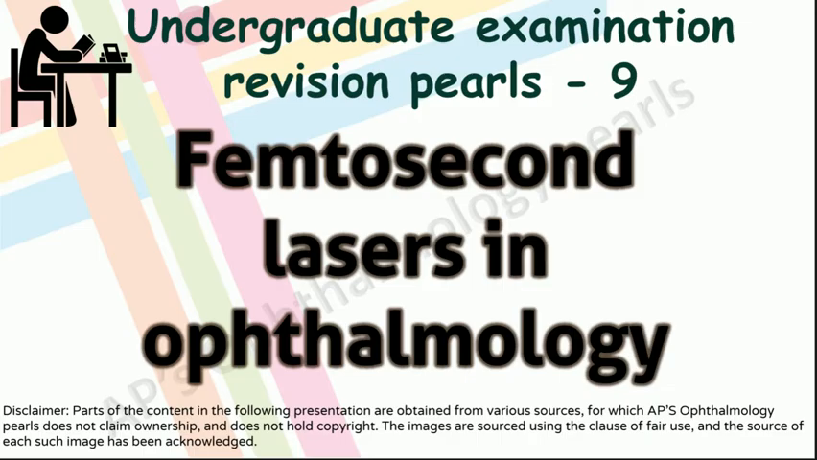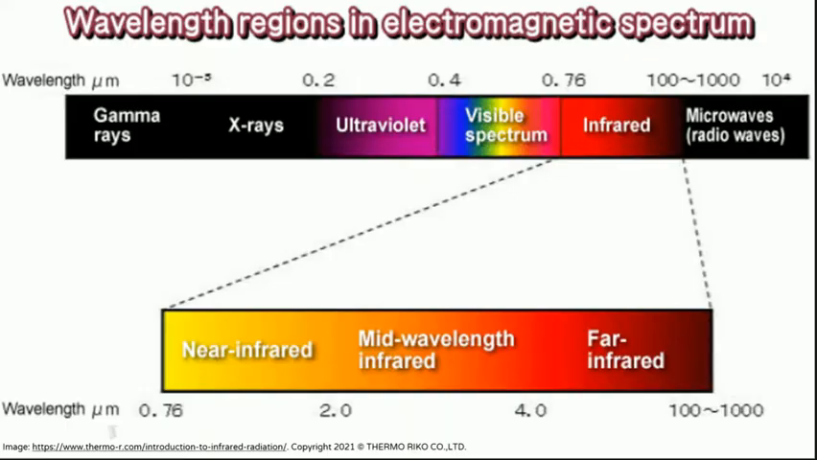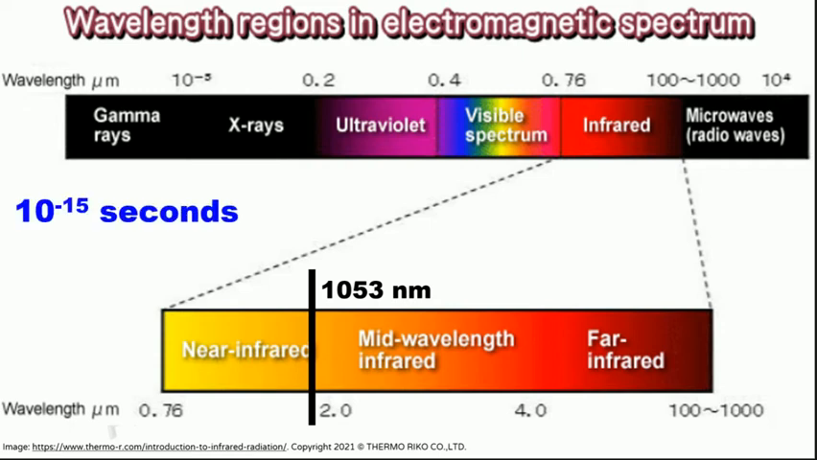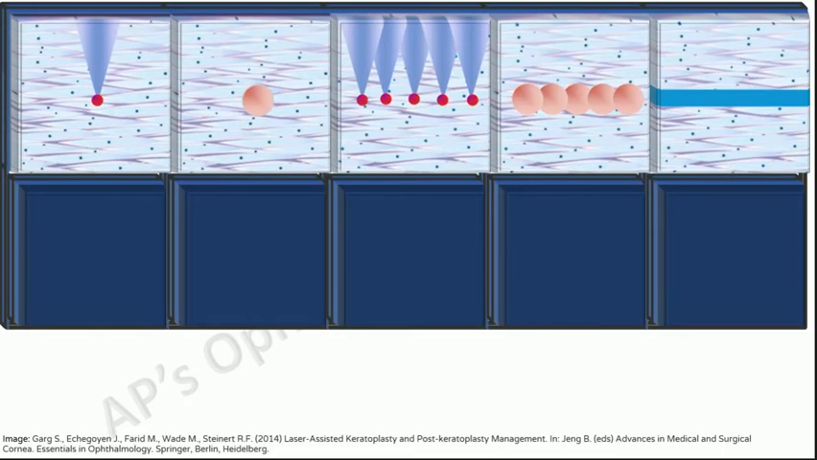Today we shall discuss femtosecond lasers in ophthalmology. The visible spectrum of light is from 400 to 700 nanometers. The next larger wavelength range is the infrared range, which is divided into three regions. The wavelength of the femtosecond laser belongs to the near infrared range with a wavelength of 1053 nanometers. It delivers ultra-short pulses in the order of femtoseconds, where 1 femtosecond is equal to 10 to the power minus 15 seconds. So, how does the femtosecond laser produce its effects?